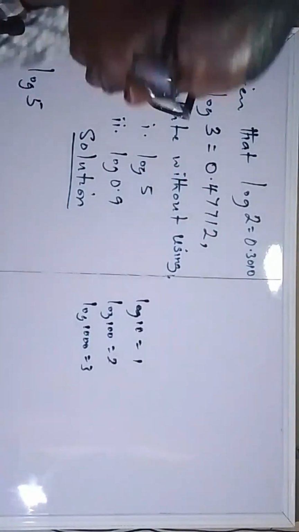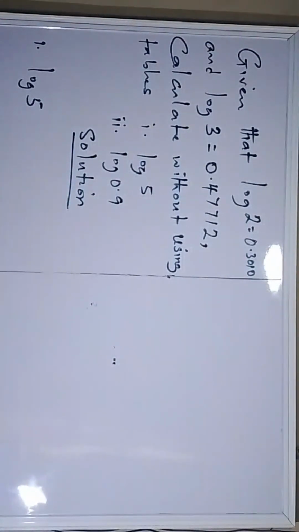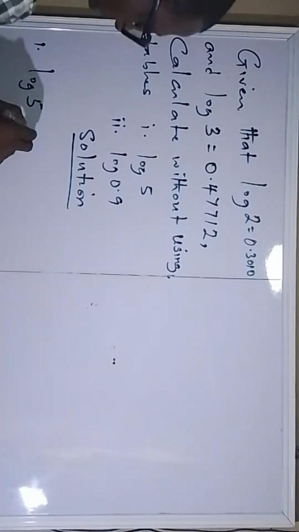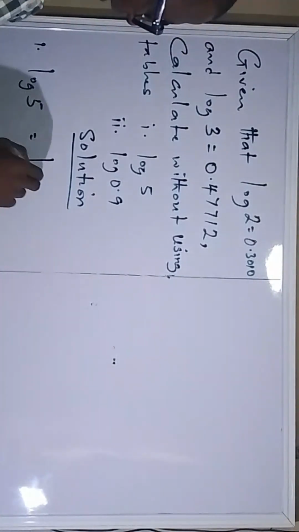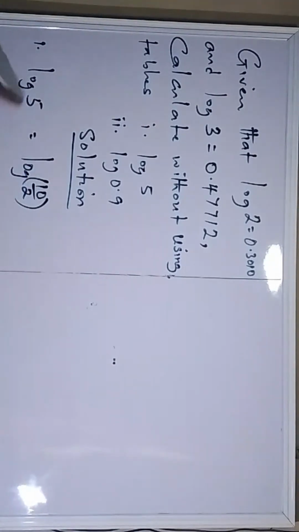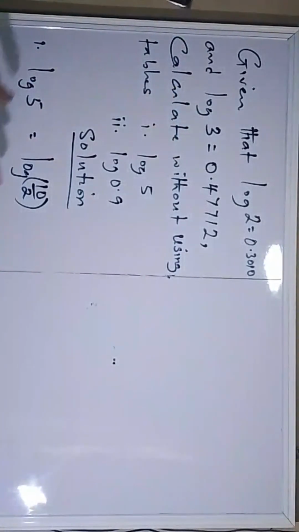So that's what we want to do now. How do we express log of 5 in terms of this? Log of 5 is the same thing as log of 10 over 2, because when you divide 10 by 2 you have 5. I'm just making sure that my result has 2 and 10. Because 5 is not given, I must not write in terms of 5.